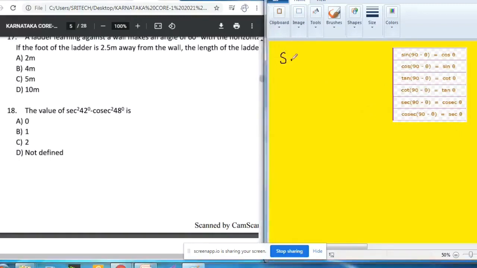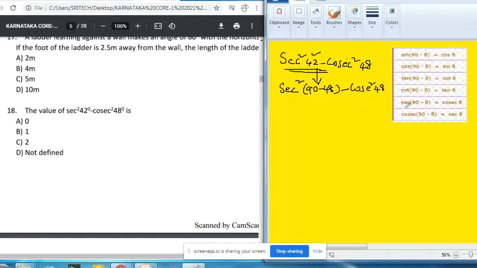So the question is secant square 42 minus cosecant square 48. So we will apply complementary angles for any one of these values. So secant square 90 minus 48. I am representing 42 as 90 minus 48. 90 minus 48 value is 42. Why am I writing only 90 minus 48? Because in complementary angle, 90 degrees should be there. So minus cosecant square 48.